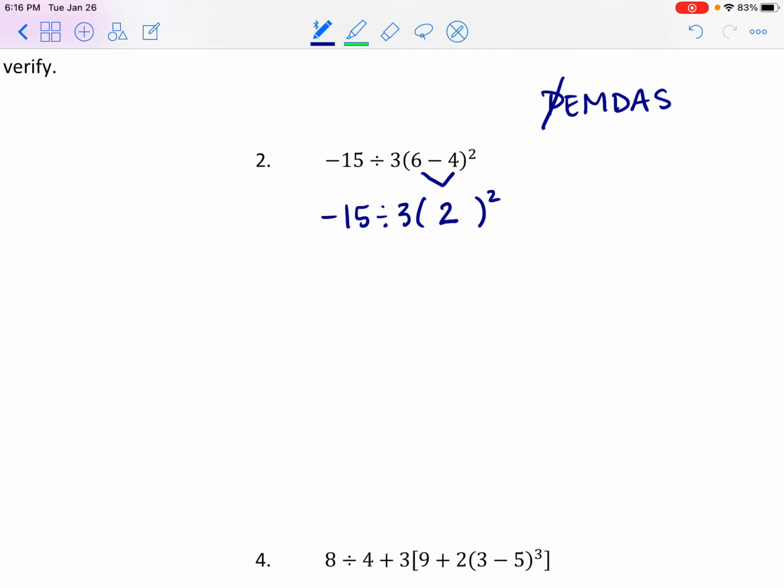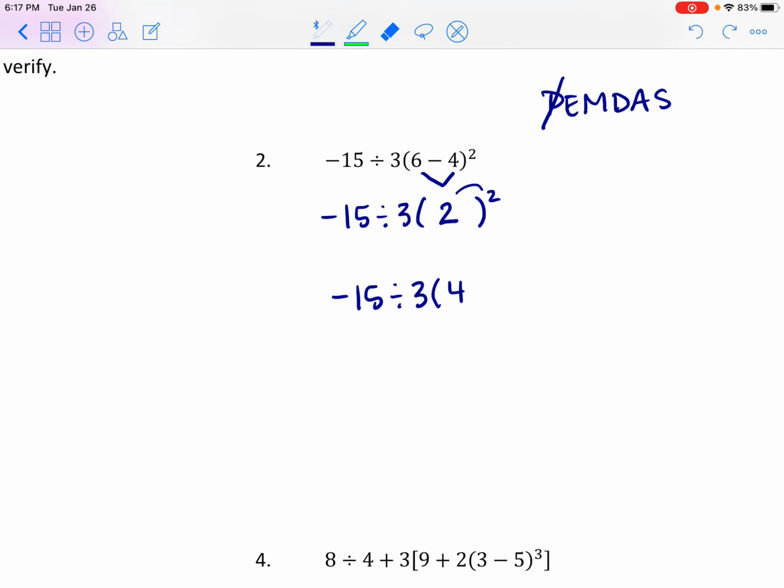And then exponents. So again, I'm going to bring down my negative 15, my divide 3, and I'm going to figure out what this piece is right here. It's 2 squared. That makes 4. And I'm going to keep the parentheses because whatever that result is, it needs to be multiplied by 3.